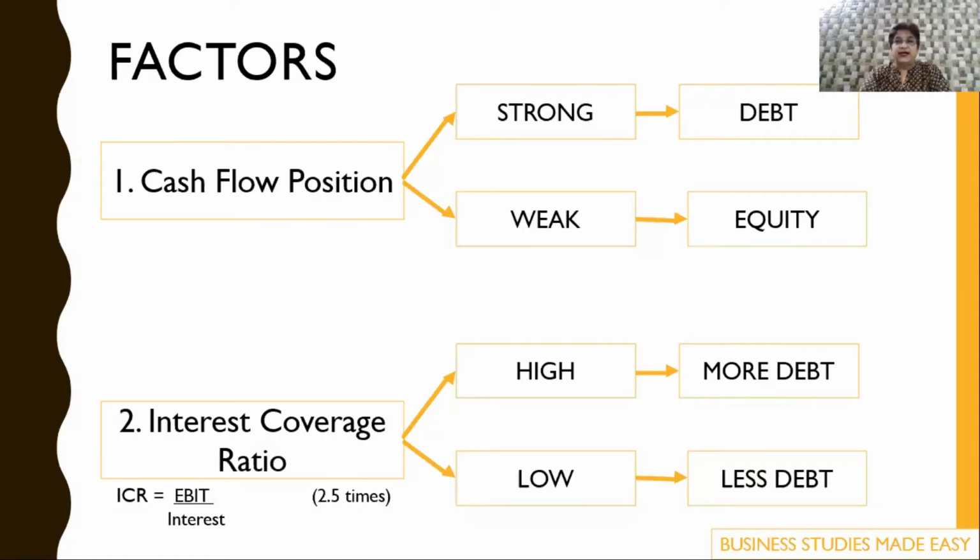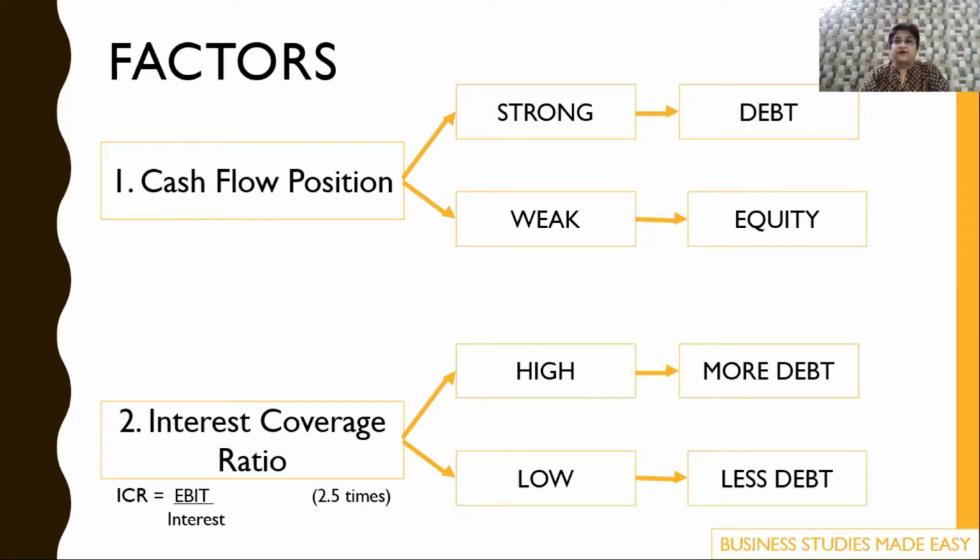Now, having understood that, let us come to the factors affecting it. I'll be referring to this table again and again. First of all, what are the factors that help the finance manager determine the capital structure of a company? First is the cash flow position. If the cash flow position is strong, then the finance manager will go in for debt because interest has to be paid in cash. If you don't have cash to pay interest, then how will you pay interest? So unless the cash flow position is strong, the finance manager will not go in for debt.